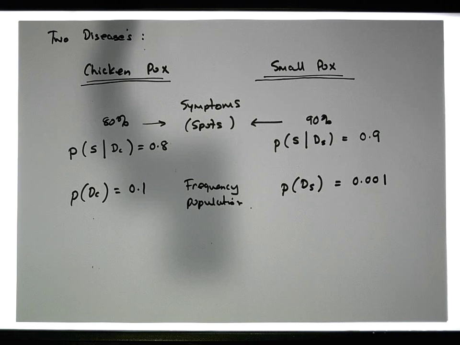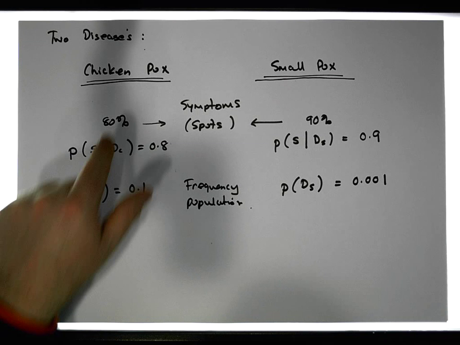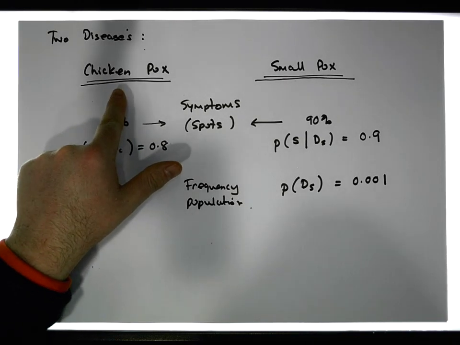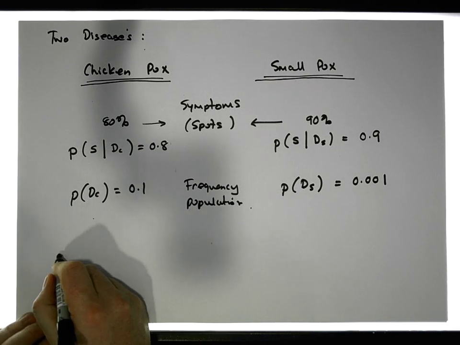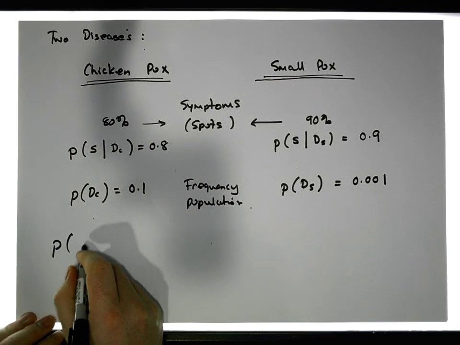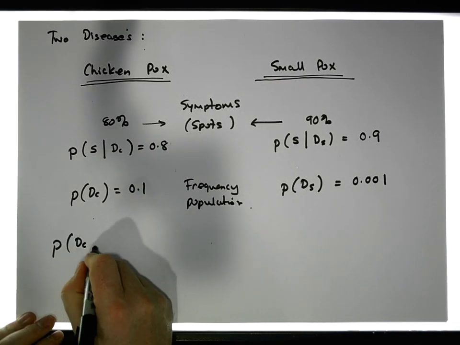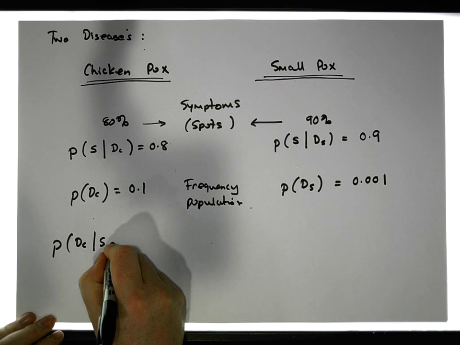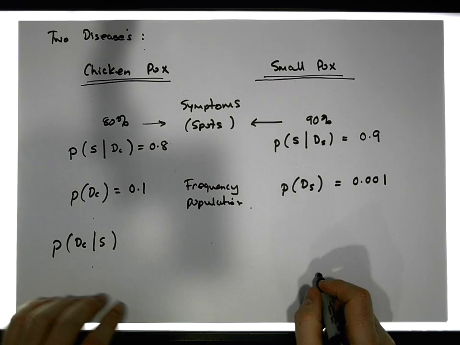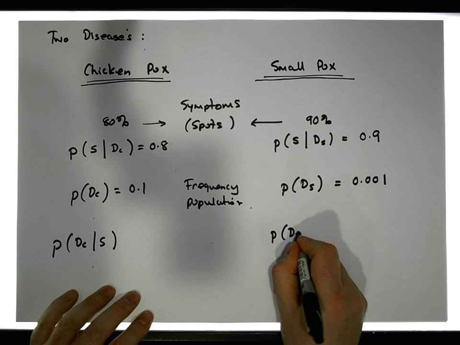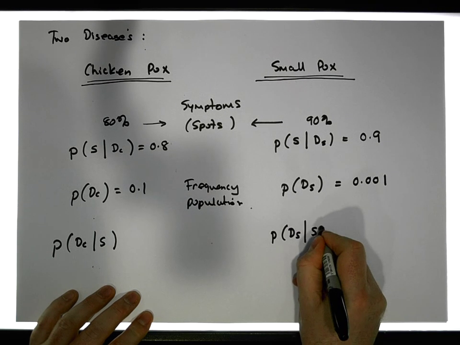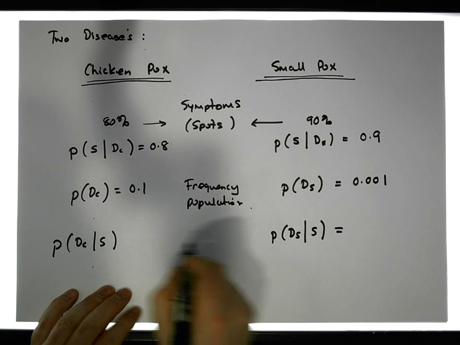So what the doctor is interested in is figuring out the actual probability that you have chickenpox, knowing that you have the symptoms. And the doctor would also like to figure out the probability that you have smallpox, knowing that you also have the symptoms, which is the spots. So we have to figure these two things out.